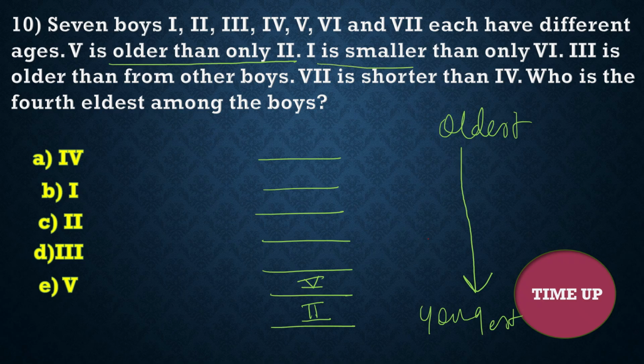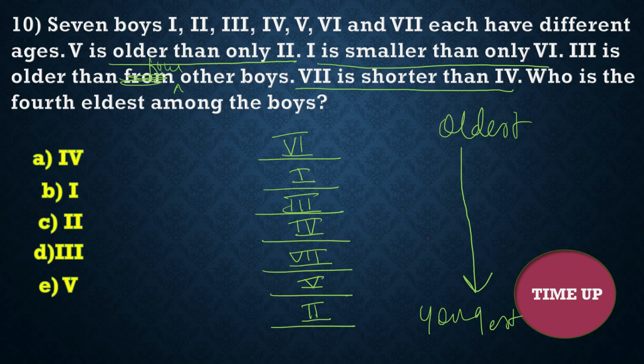1 is smaller than only 6. Next, third is older than 4. This is 4, okay? This is 4 other boys. My bad, while typing, I made a mistake. Sorry for that. So, third is older than 4 other boys, means third will be here. Next, seventh is shorter than fourth. This is the arrangement you get.